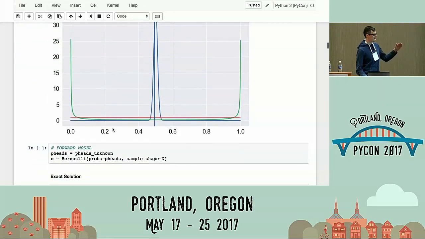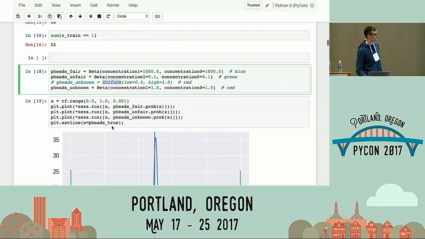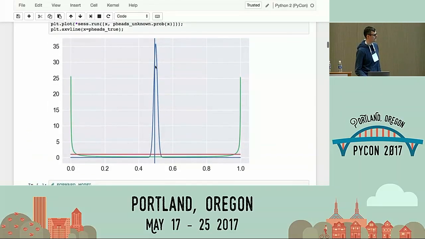And it's completely flat. And now the other choices are the fair coin and the unfair coin. So the fair coin is in blue. And you see this is this really narrow thing, and it's 0 almost everywhere except for this region around 1/2. And this is by design.